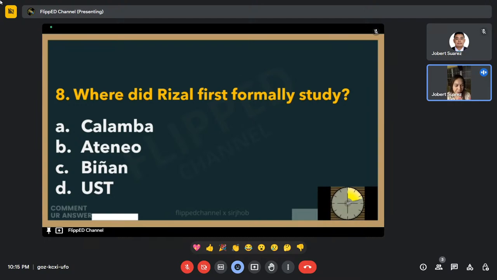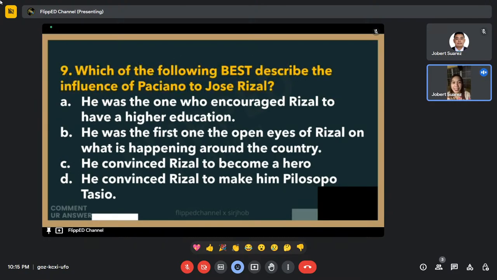Okay, the correct answer for this one. Ayan, nagkakalituhan na sila. Alam niyo ba, nung nilabas din namin ng speaker namin, marami din talagang nagkalituhan. Pero the correct answer for number 8 is letter C. It's Binyan. Okay, first formally study. Okay? It's Binyan. Next. Hindi po Calamba ha, para sure tayo. Tingnan niyo po yung tanong. First formally study. May word na formally. Number 9. Which of the following best describe the influence of Pasiano to Jose Rizal?